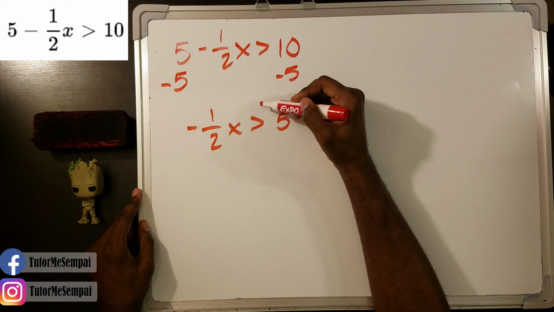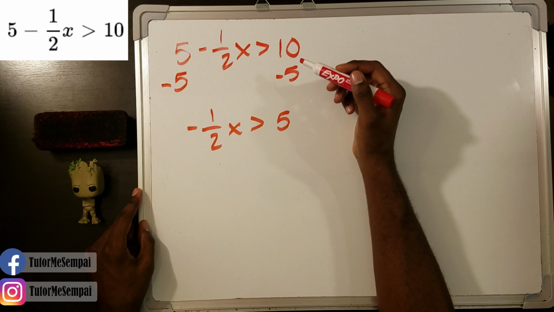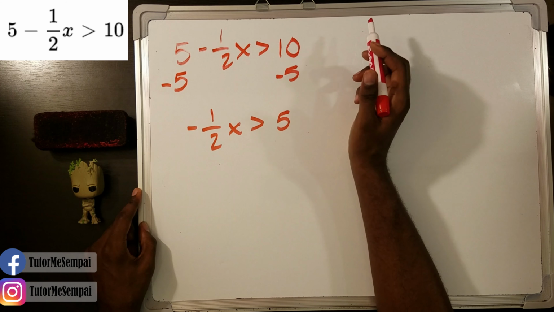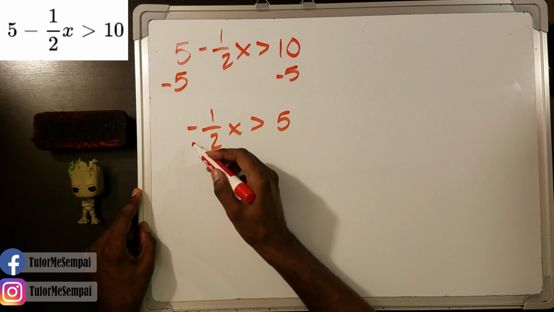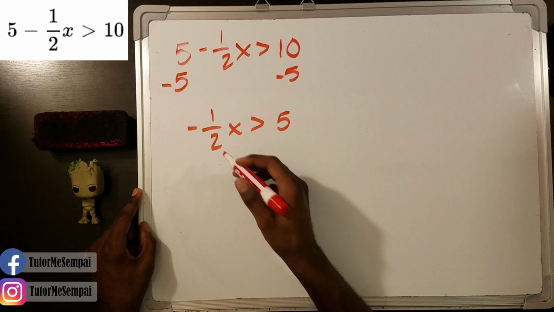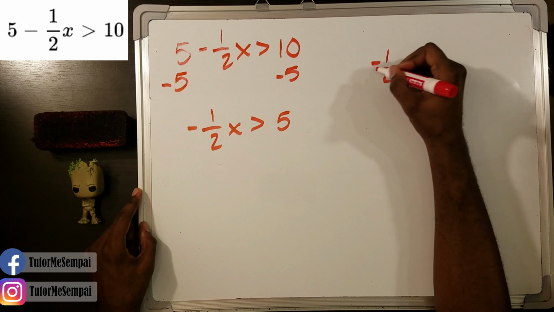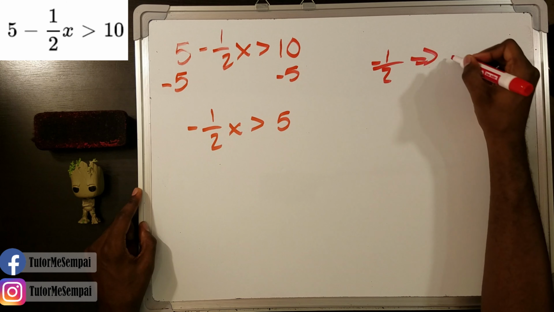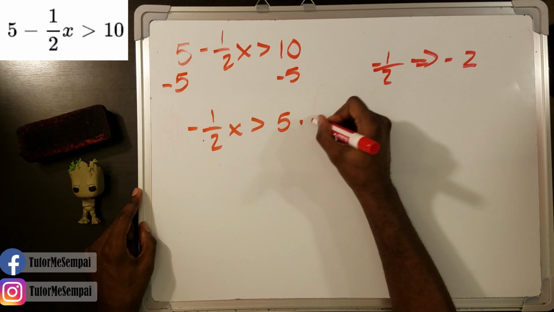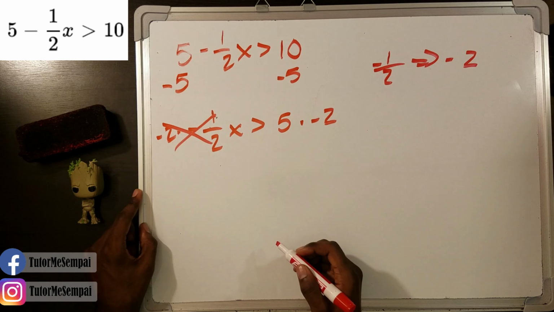And remember, we only flip the sign if we're multiplying or dividing by a negative, not when we're subtracting numbers or adding numbers, only multiplying or dividing by a negative, okay? And as you see here, we have this negative 1/2 in front of x. Well, we have to get x by itself, so we can multiply by the reciprocal. Well, what's the reciprocal of negative 1/2? Well, the reciprocal is just going to be negative 2, right? So we multiply both sides by a negative 2, and these cancel out, right?